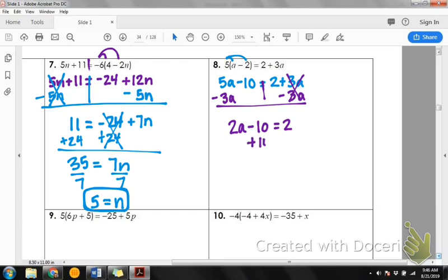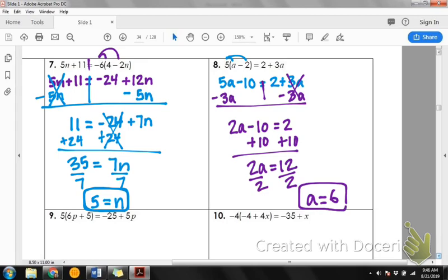So we're going to add 10 to both sides. 2a equals 12. Divide by 2, divide by 2, and I get a to be 6. A is 6. Anybody do it the opposite way that needs some help figuring out if you didn't get the right answer? You did the opposite way and got the right answer? Cool.